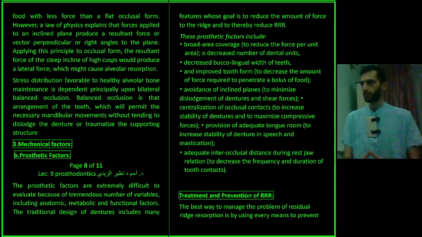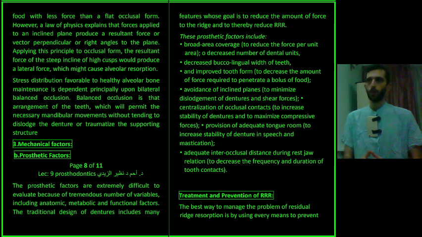Number 3, mechanical factors. B, prosthetic factors. The prosthetic factors are extremely difficult to evaluate because of the tremendous number of variables, including anatomic, metabolic, and functional factors. The traditional design of dentures includes many features whose goal is to reduce the amount of force to the ridge and to thereby reduce residual ridge resorption.